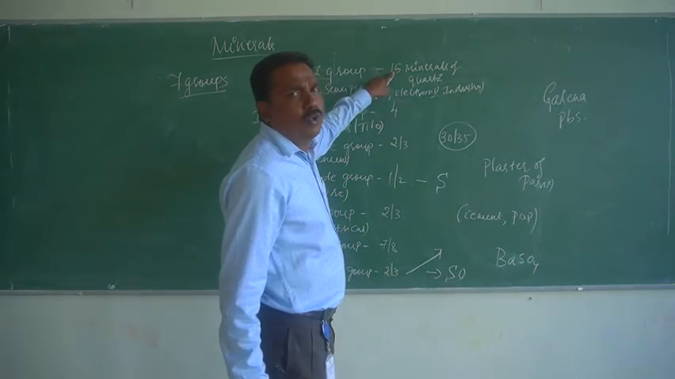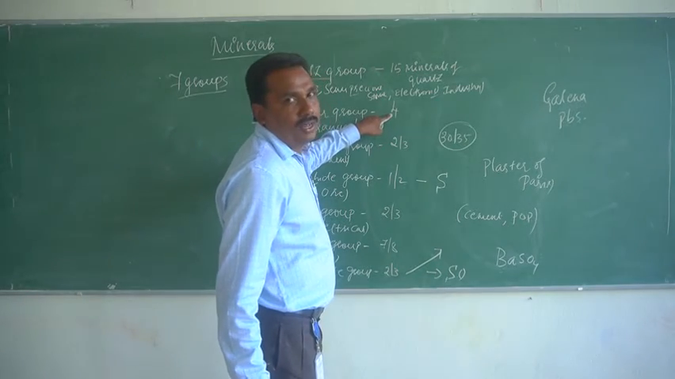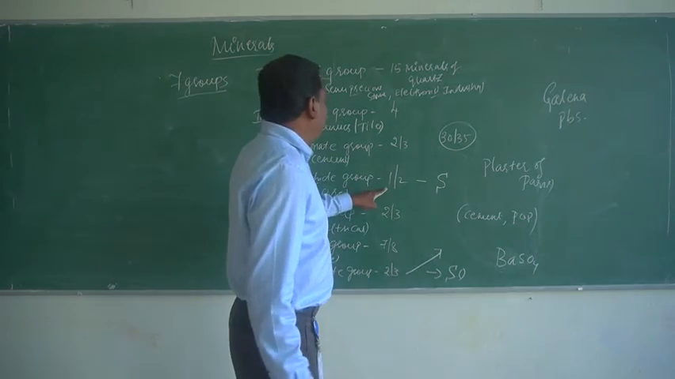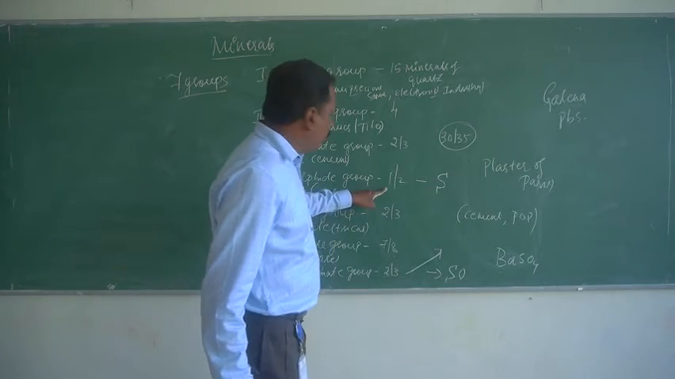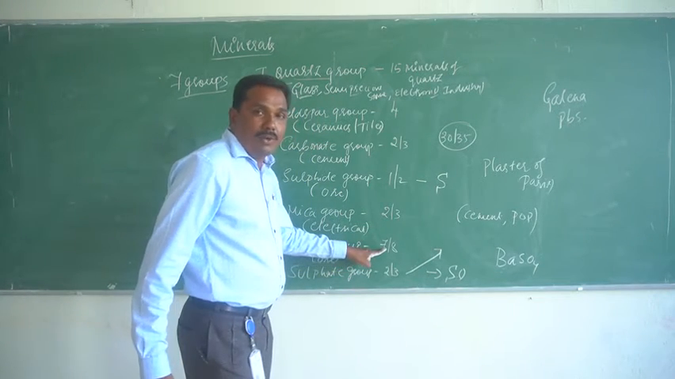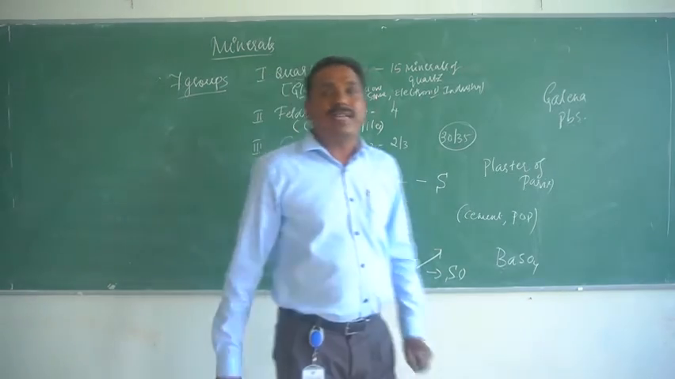In the quartz group we have to learn around 10 to 15 samples. Feldspar group we have to learn around 3 to 4 samples. Carbonate group, 2 to 3 samples. Sulfate group, 1 to 2 samples. Mica group, 2 to 3 samples. Oxide group, around 7 to 8 samples. Sulfide group, 2 to 3 samples.